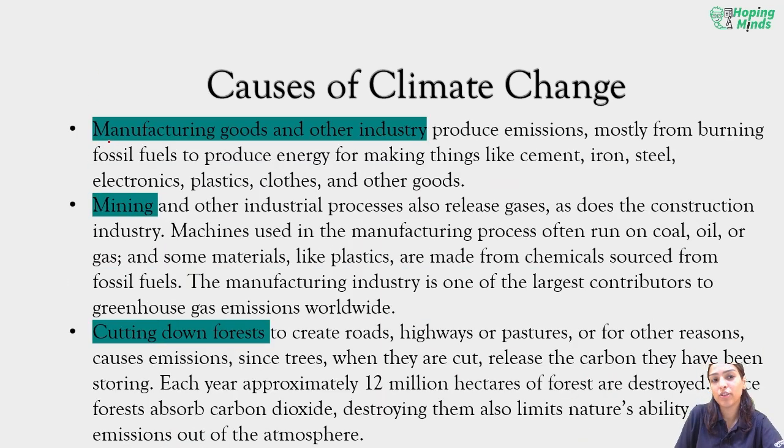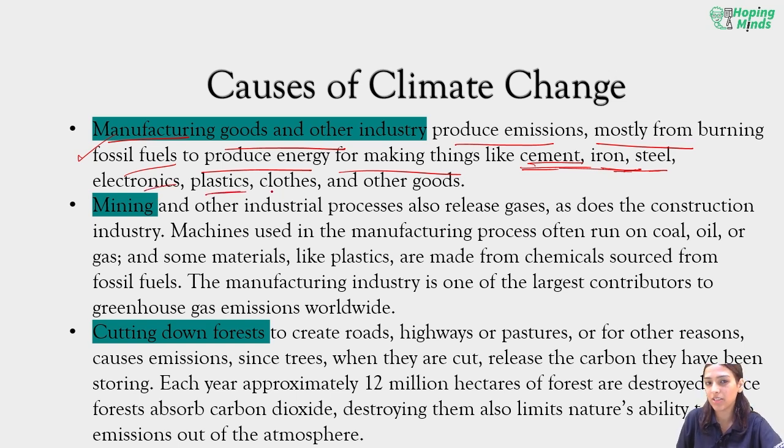Let's go back to causes of climate change again. The other cause of climate change, apart from the burning of fossil fuels, is manufacturing of goods. Industry produces emissions mostly from burning fossil fuels again to produce energy for making things like cement, iron, steel. So all these goods manufacturing industries are intensively dependent on fossil fuels. There's a lot of fossil fuel involvement when there's an iron industry or a steel industry or an electronic industry or a plastic industry.